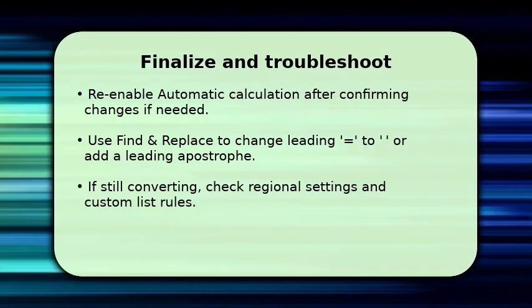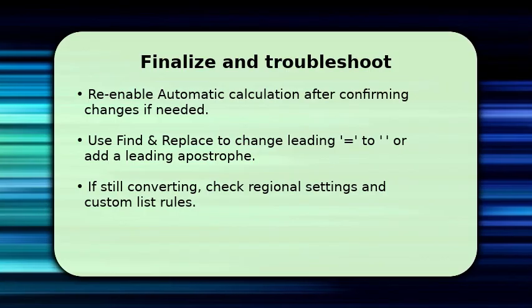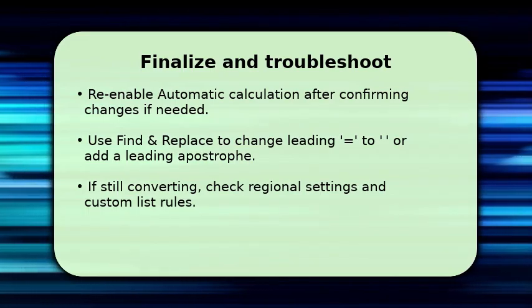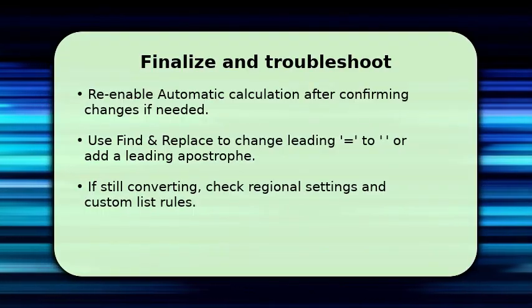If some cells still show formulas, use Find and Replace to target leading equal signs and replace with a safe character or add a leading apostrophe in bulk. Make sure to check Excel's regional settings and custom lists, because locale-based separators can trigger parsing. If problems persist, clear formatting and reapply text format. That usually resolves stubborn auto-conversion issues quickly.